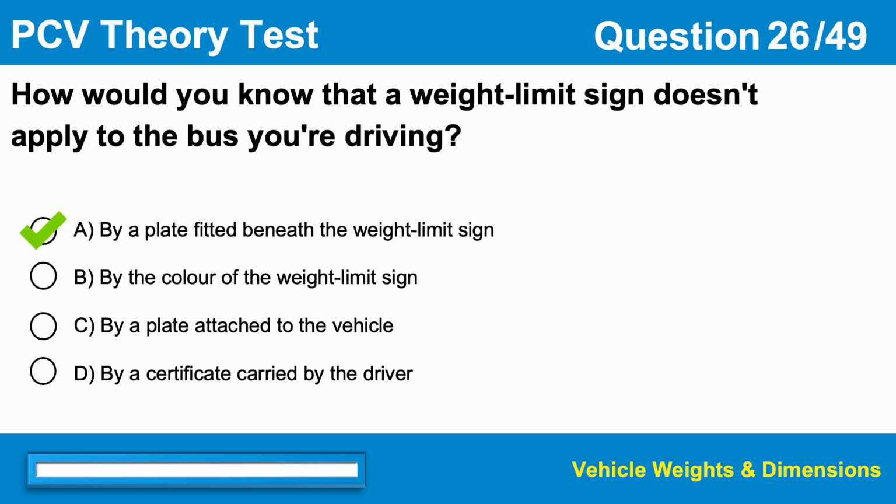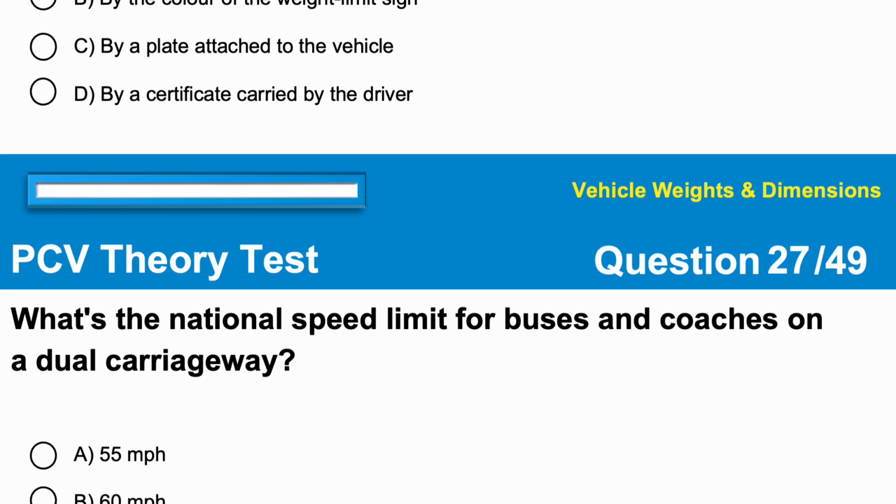The correct answer is A. Some weight restrictions apply to heavy goods vehicles only and not to passenger-carrying vehicles. Look for a plate beneath a restriction sign that indicates this. Road signs show weight restrictions in various ways. You should make yourself familiar with all of them so that you're in no doubt about their meaning and relevance.